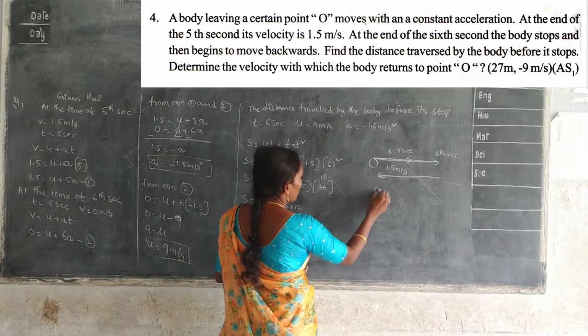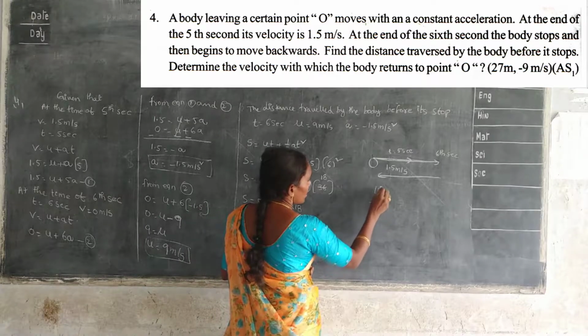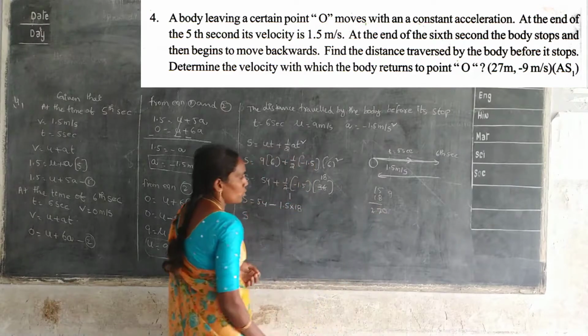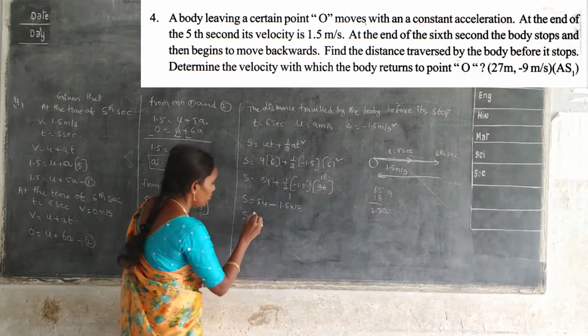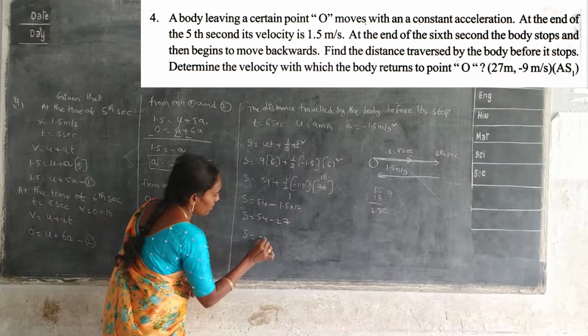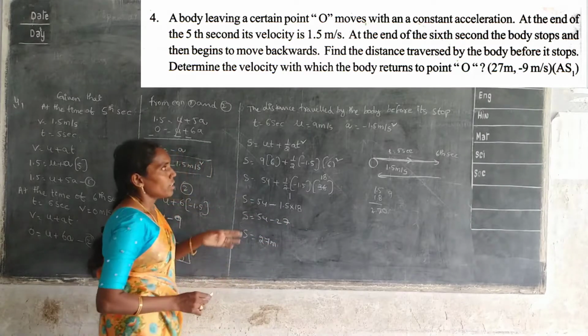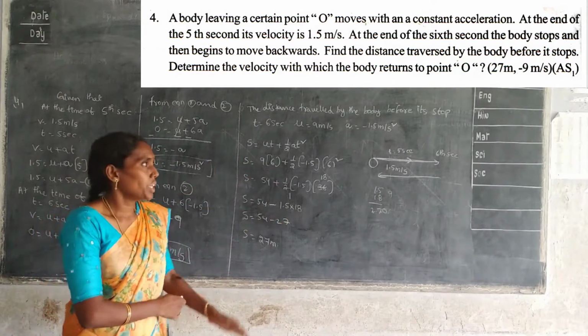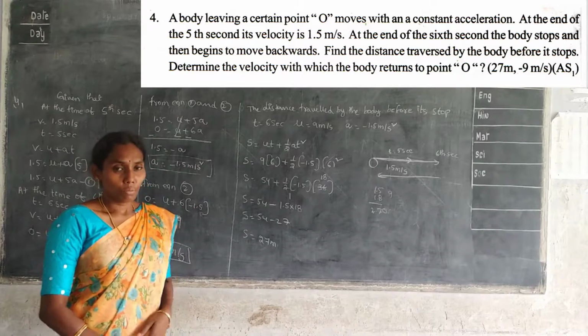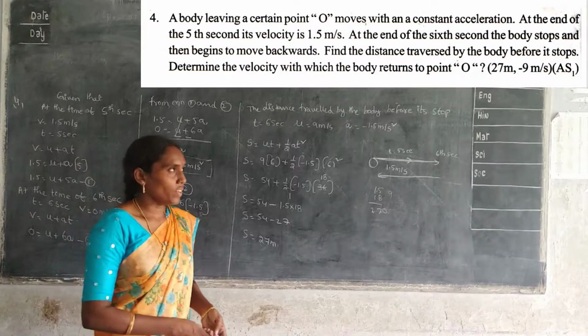1.5 into 18: 18 fives are 90, so it is 27. Here 54 minus 27 is equal to 27 meters. So the distance travelled by the body before its stop is 27 meters.